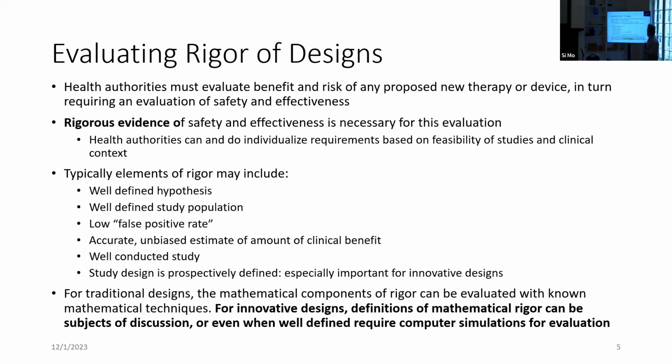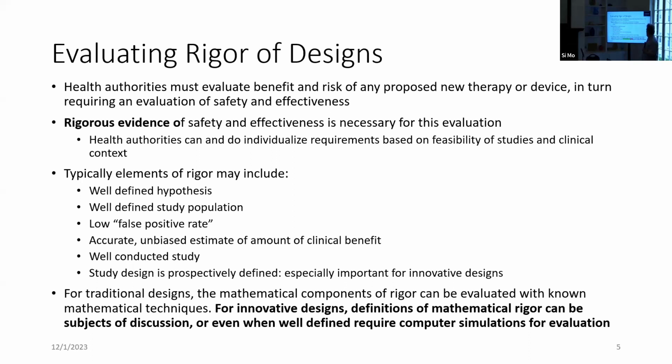So health authorities are faced with evaluating the benefit and risk of any proposed new therapy or device. And so they have to have information about the safety and effectiveness. And rigorous evidence of safety and effectiveness is necessary, or at least desirable, but health authorities can individualize their standard of rigor according to their judgment. So if you have a rare disease and there are 20 people in the world with this disease, and to do a statistically valid trial, you need 100 people, but those 100 people don't exist, then the health authority has to make various decisions about what they will accept.